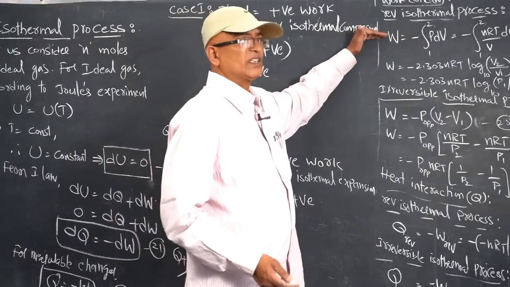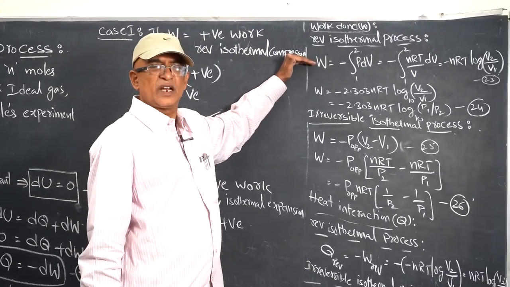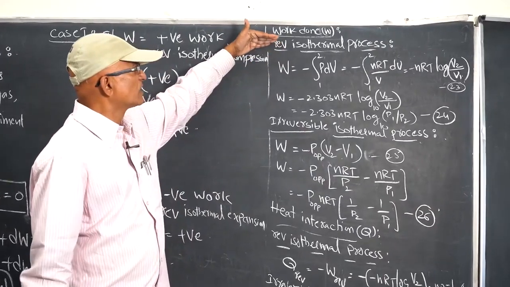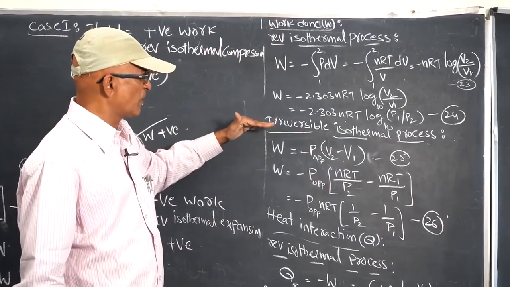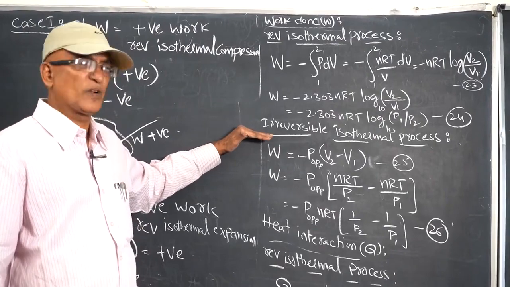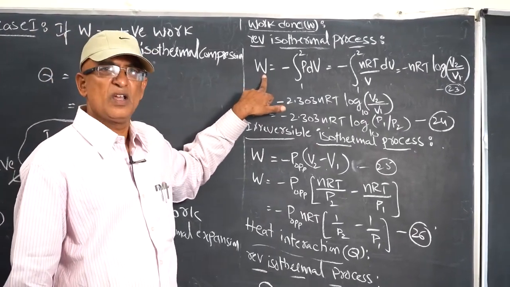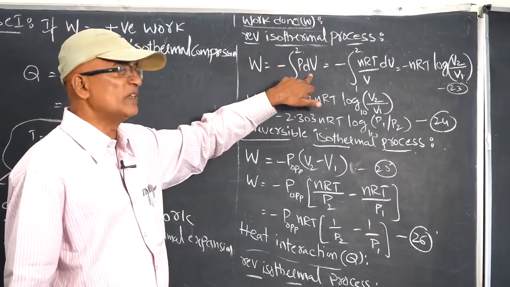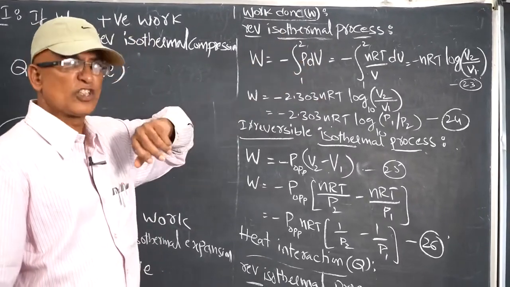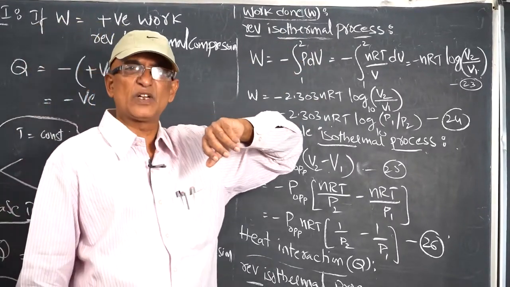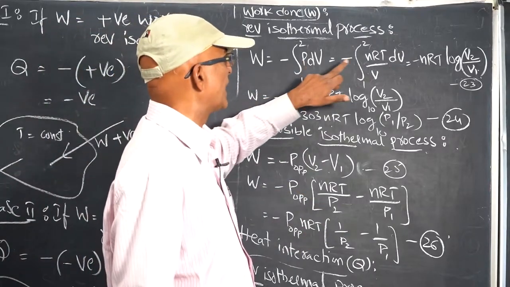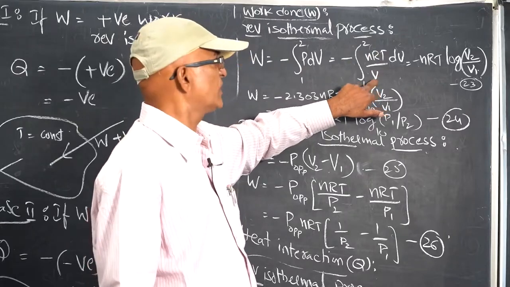Now we are calculating the work done. I told you work done is a path function. Therefore, we have to calculate the work done separately for reversible isothermal process and also for irreversible isothermal process. For any reversible process, the work done is given by the formula minus integral 1 to 2 p dV. Now, the reversible isothermal process is taking place from state 1 to state 2 in n moles of ideal gas. Therefore, in place of P, I am writing nRT by V using the ideal gas equation.